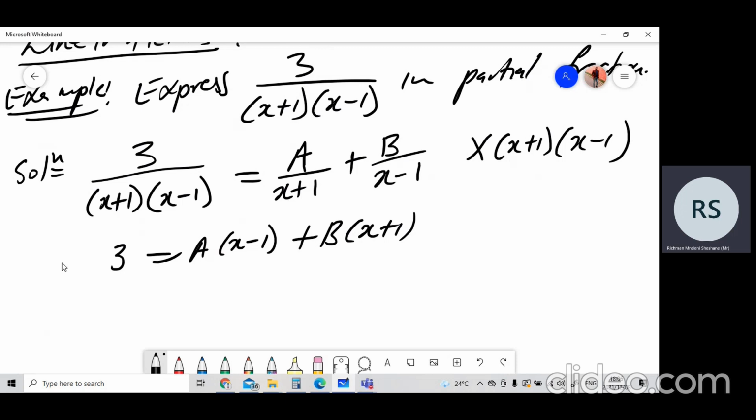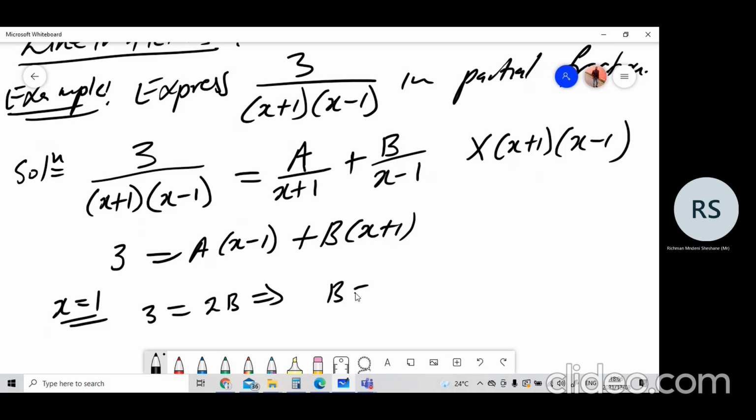So if I choose x equal to 1, you see the first term here, 1 minus 1 will be 0, so this term will be 0. Right? So if x is equal to 1, I will have 3 equal to, this is 0, and x is 1, so we're going to have 2b. So the value of b is 3 over 2, all right?